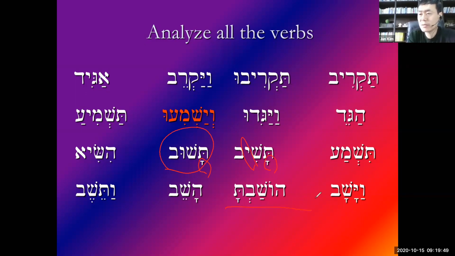We studied this one yesterday. Preformative he together with holem indicates first yod verb hifil form. Is that clear? Is this prefix or affix?